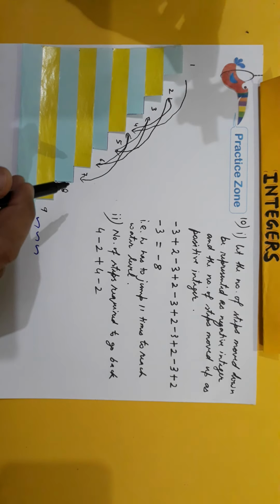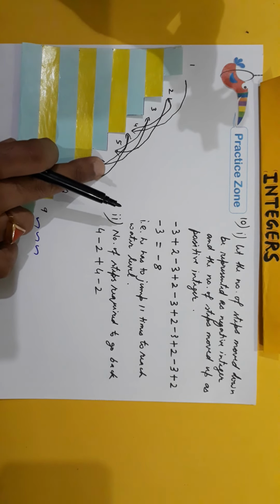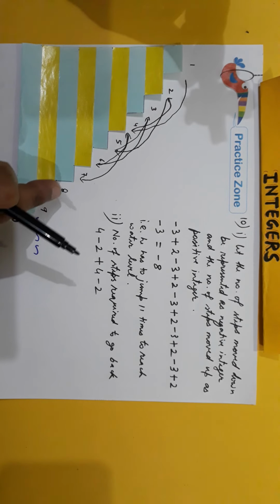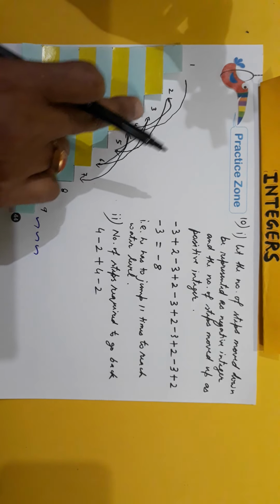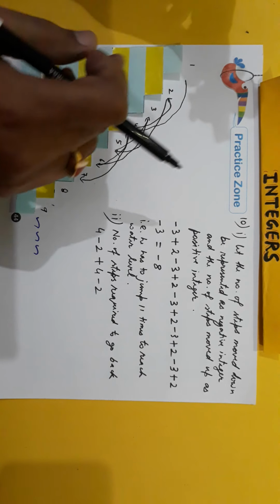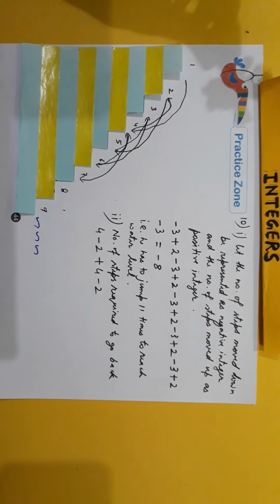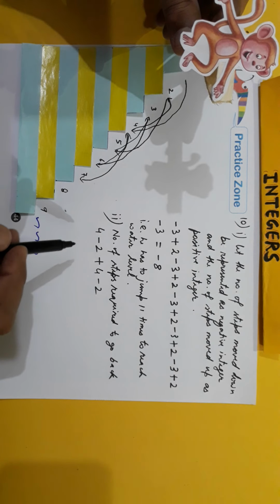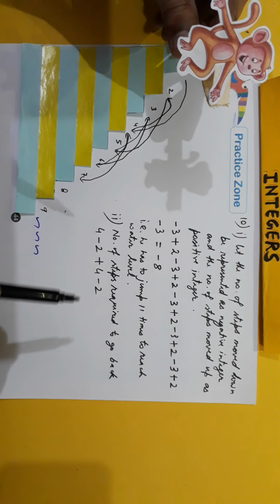Now see, if he has to go to the top, he has to jump how many steps from here? 1, 2, 3, 4, 5, 6, 7, 8. So he has to go up, which will be represented by plus 8. So we have to do this till the time we don't get plus 8.